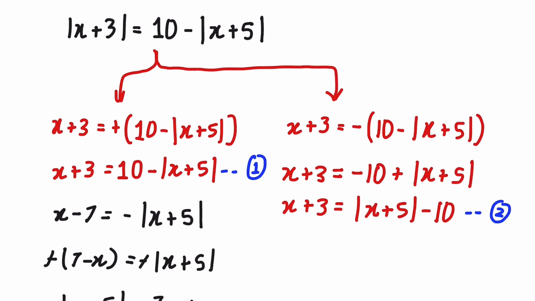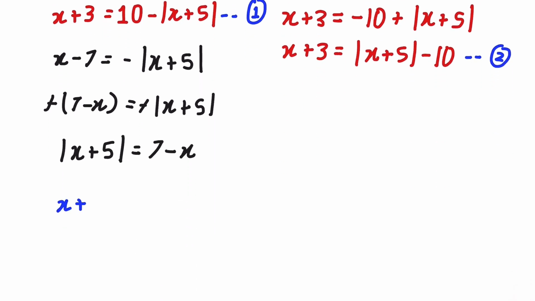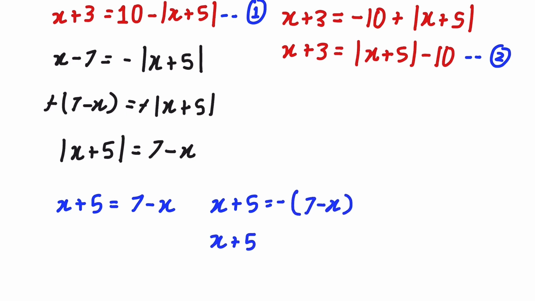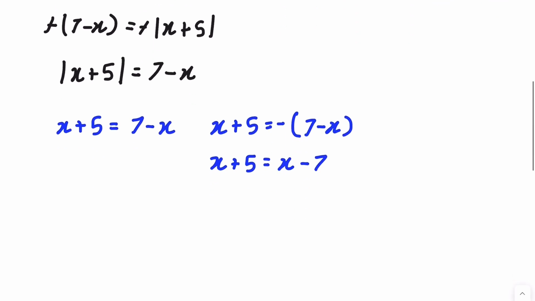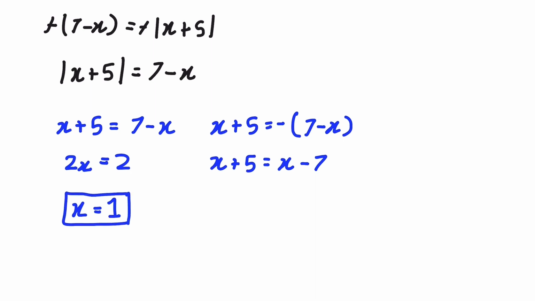Okay, now we will do the same step we did for the original equation. So x plus 5 could equal 7 minus x, or x plus 5 could equal negative 7 minus x, which is technically x plus 5 equals x minus 7. So now we have two equations and we will solve them. We'll put x on the other side, it will become 2x, and we'll take 5 away from the 7, and it will become 2. So the first value of x is 1, x equals 1, and in the second equation we might face a problem.